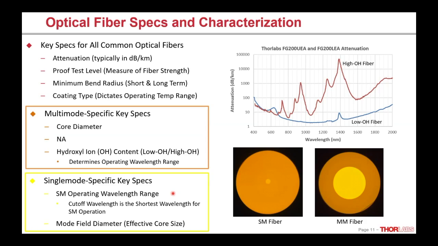And then in addition, what's called the mode field diameter. You can think of this as the effective core size. In a single mode fiber, as I mentioned, the core is pretty small relative to the wavelength. And so that LP01 mode ends up actually traveling in a region slightly larger than the core. Mode field diameter is a measure of that region in the fiber where the light is guided. And so it's typically a bit larger than the core size. It functions as the effective core size for the single mode fiber.